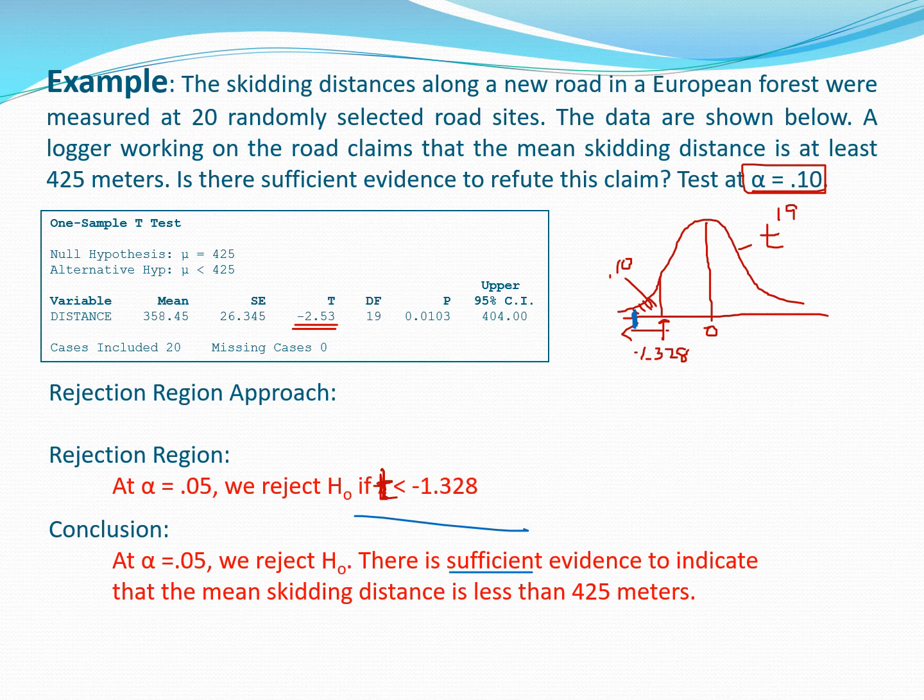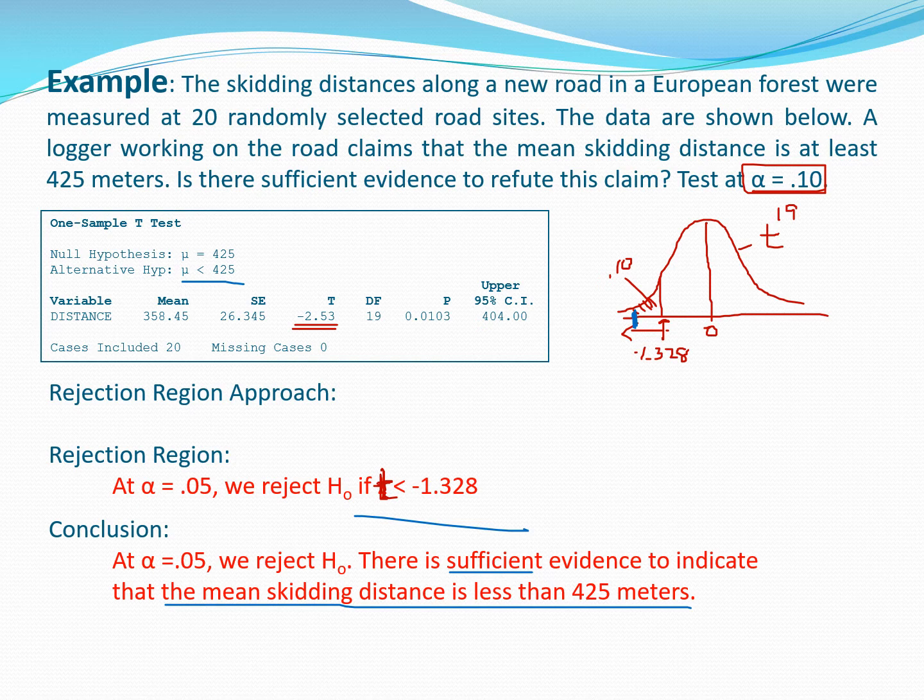Remember, reject, sufficient. And then this part here, when we're rejecting H0, really what we're saying is we believe the alternative. We believe mu is less than 425. You've heard me say this before. This is kind of the copy-paste part. Take the wording of the problem and just paste it in here. Mu is less than 425 meters. And when I talk about the mean skidding distance of all skids is less than 425 meters.